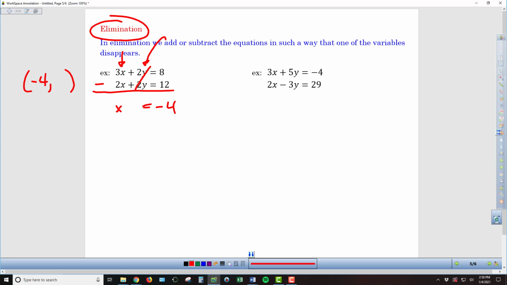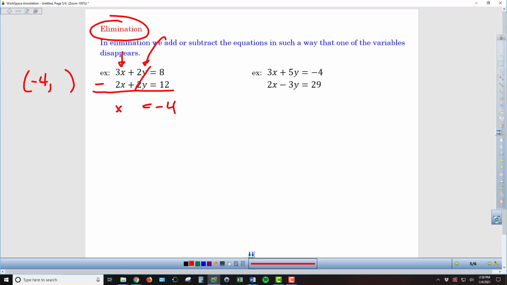But that's only half of our answer. We have to find what the second half is. So I'm going to have to substitute that negative 4 value into one of the two original equations. Now, unlike with substitution, I don't benefit from having one of the variables already isolated, so I am going to have a little bit more work on the back end here.